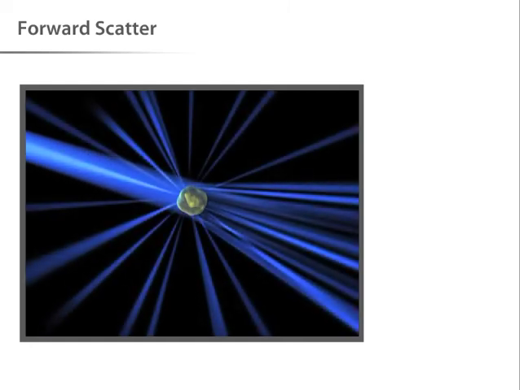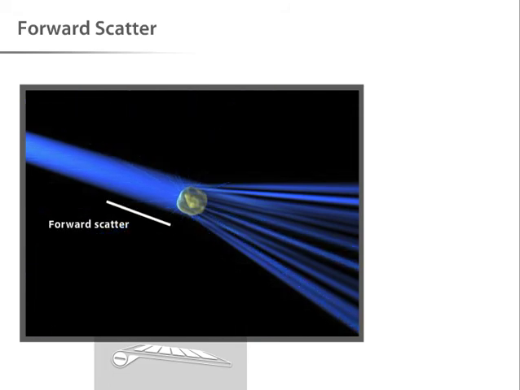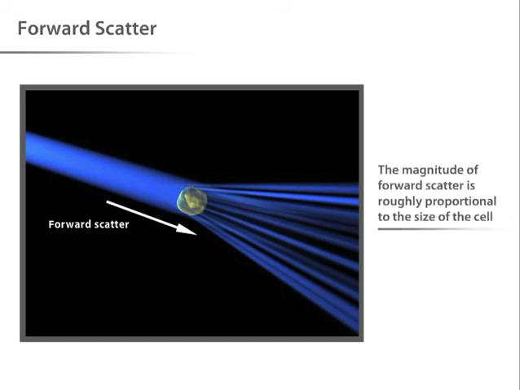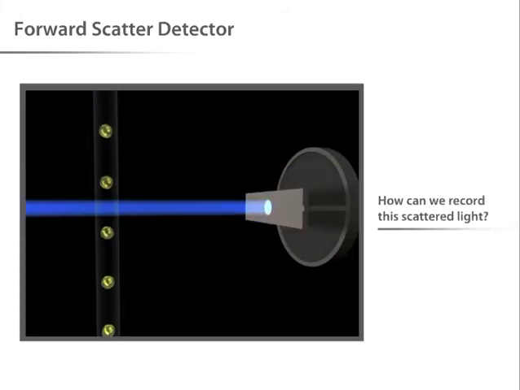As a cell passes through the laser, it will refract or scatter light at all angles. Forward scatter, or low-angle light scatter, is the amount of light that's scattered in the forward direction as laser light strikes the cell. The magnitude of forward scatter is roughly proportional to the size of the cell, and this data can be used to quantify that parameter. But how can we record this scattered light?